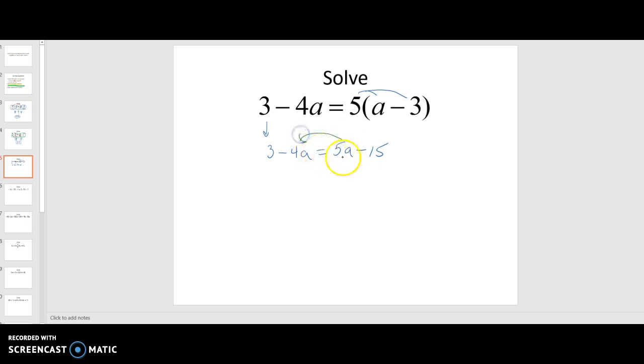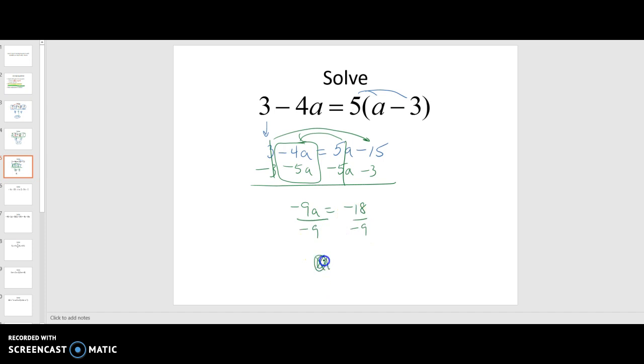Next, there's no combining like terms, so I'm going to bring the variables to the left and the constants to the right. How do I get rid of the 5a? I subtract it, line it up under the 4a. Then how do I get rid of this 3? I'm going to go ahead and subtract it since it's positive, line it up under its like term, negative 15. So those eliminate, and I'm left with negative 9a equals negative 18. Now I can divide by negative 9, and a is equal to negative 18 divided by negative 9, which is positive 2.